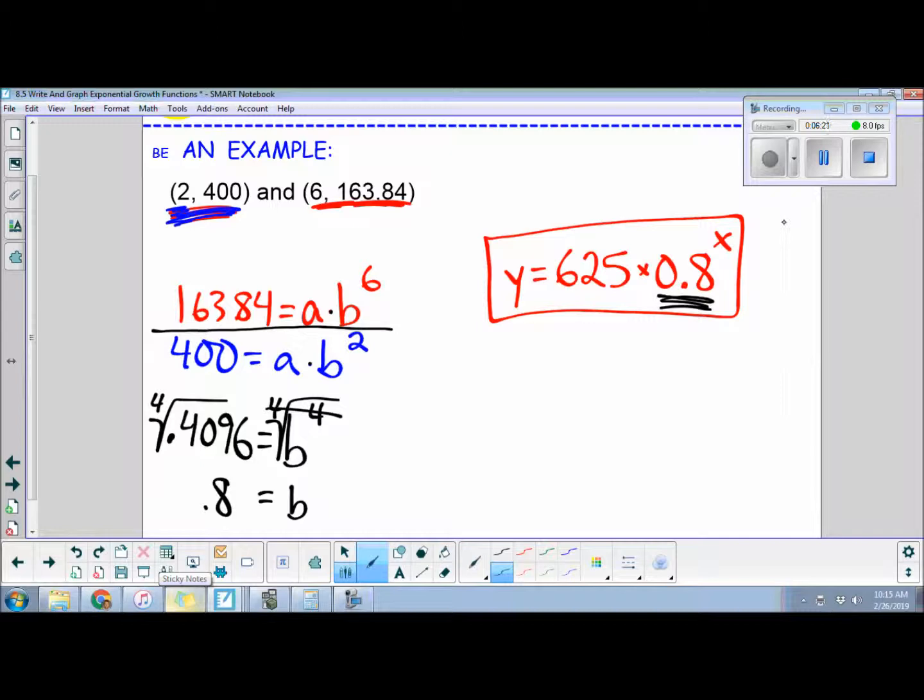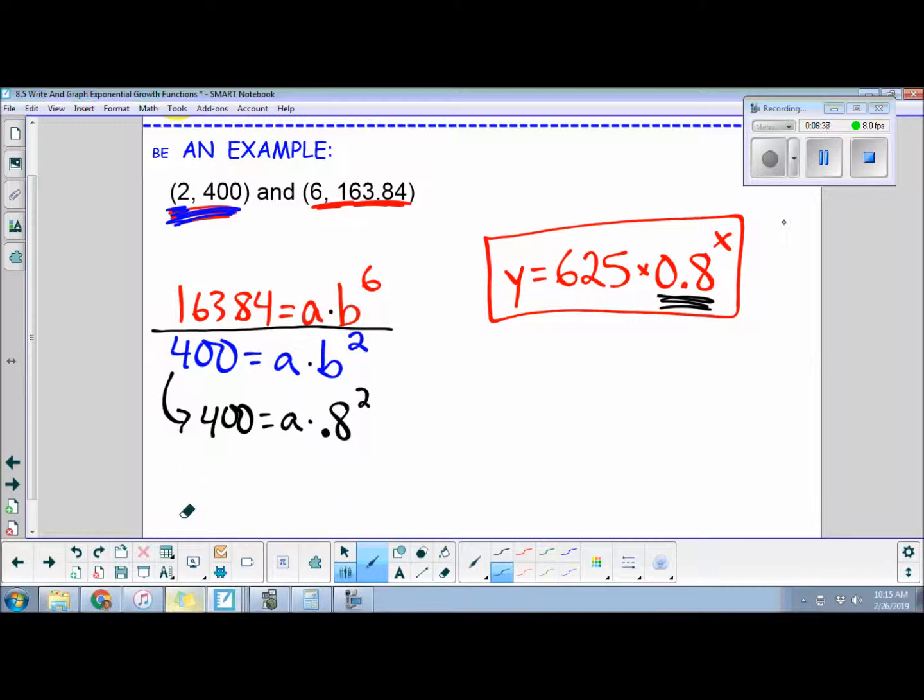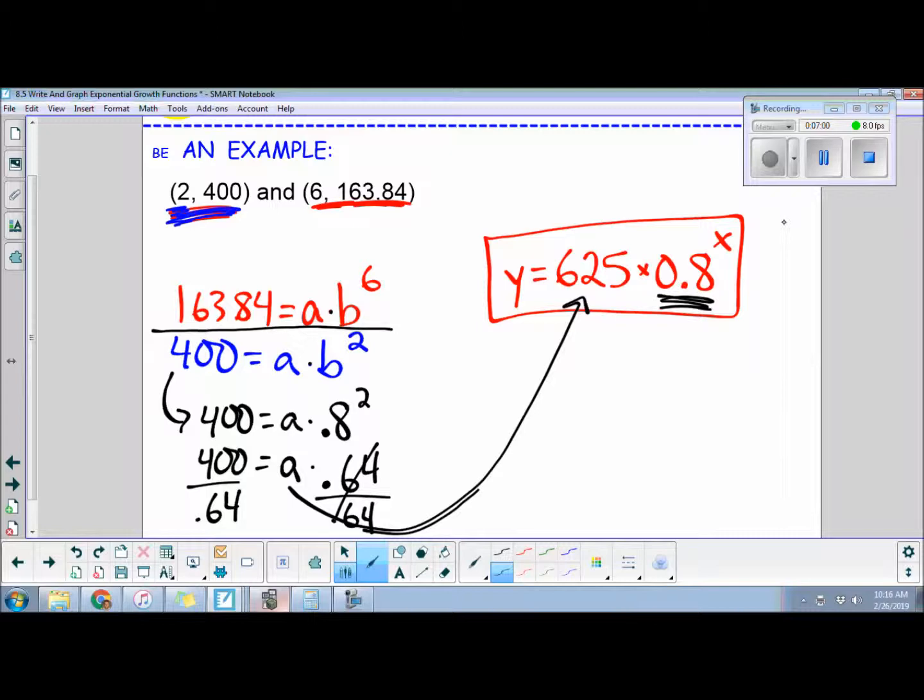If you would like to solve for the starting point, you could simply take one of these equations and plug in the b as 0.8. So I'll go ahead and use this one right here. 400 equals a times 0.8, and that's squared. I'm going to type in 0.8 squared, and I'm going to get 0.64 times a. And now I'm going to divide by 0.64 on both sides to get a by itself. 400 divided by 0.64 is indeed 625. So the same thing that we got in the other problem.